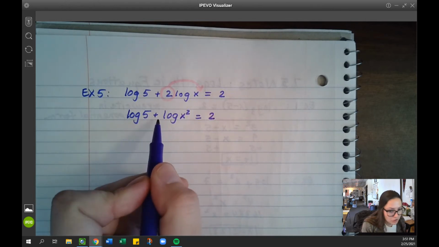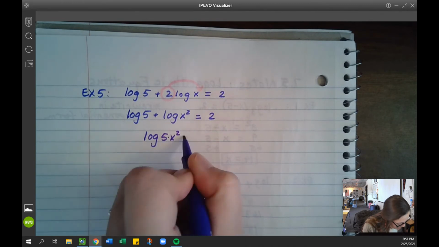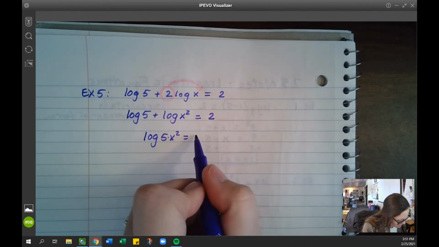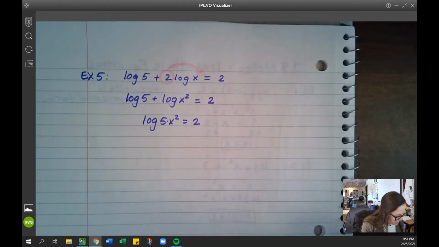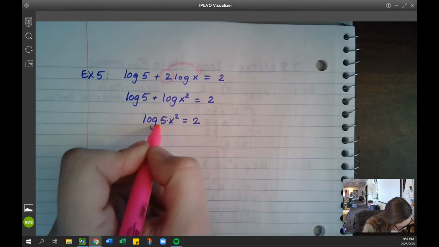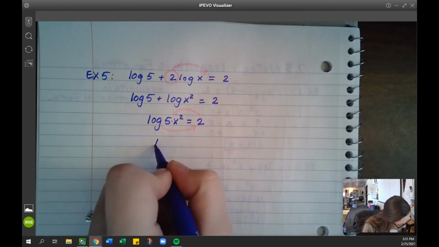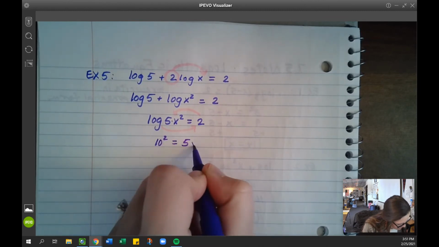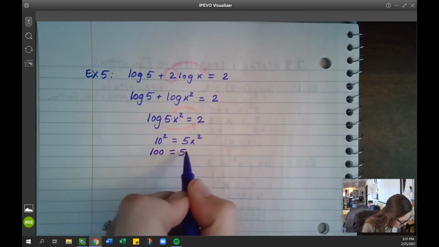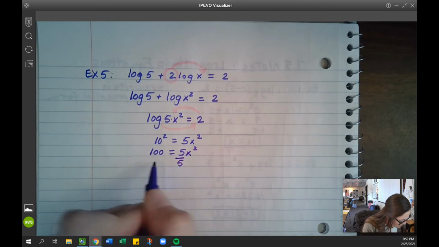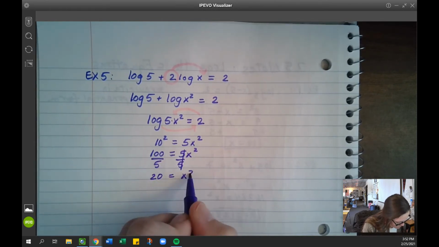Now, when I add 2 logs together, that's the same thing as multiplying the 2 things that we're taking the logs of. And just like before, I'm going to rewrite it in exponential form. So I'm going to have 10 squared equals 5x squared. This is 100. Divide both sides by 5. We get 20 equals x squared.